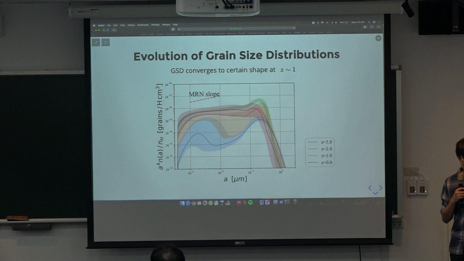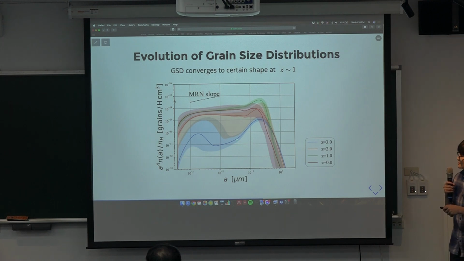And then is the evolution of grain size distribution. Here I show you the statistics result of the grain size distribution over these 206 galaxies. The solid line is the median value with the dispersion. So I only start from the high redshift. Here the dust is dominated by large grain dust.